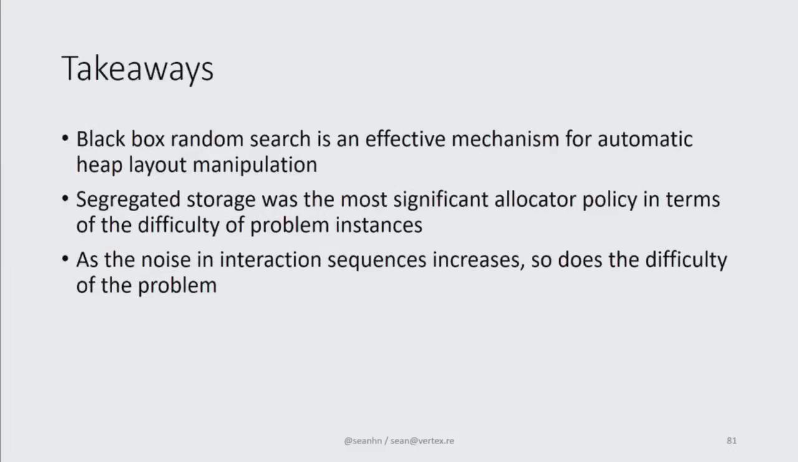So there are a few takeaways from this that I think are worth reinforcing. First, black box random search does appear to be an effective mechanism for automatic heap layout manipulation. There are a number of instances that were clearly hard that it couldn't solve, and if you want to talk about ways to solve those, find me later. Segregated storage was clearly by far the biggest differentiator between hard and easy instances. With dlmalloc, with AVR libc, and no noise, black box random search can solve these instances in fractions of a second. And as noise increases, obviously the difficulty of the problems also appears to increase.